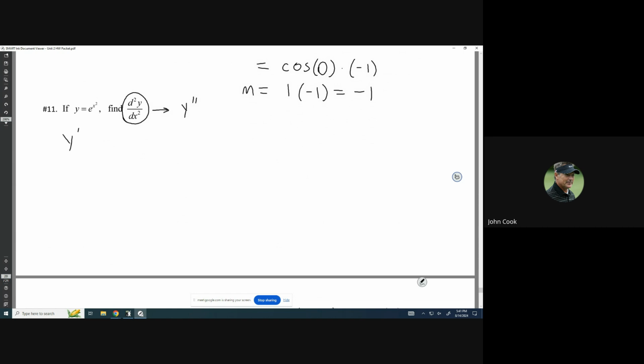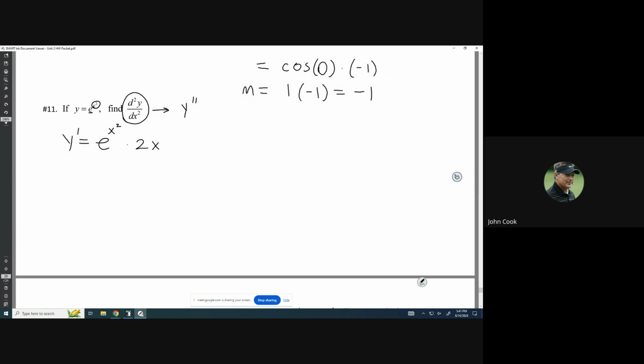So y prime. Well, it looks like we've got a chain rule problem because we've got a function on the outside, the exponential function, and then a function on the inside, x squared. So we just do the derivative of the outside part first. What's the derivative of e to the something? It's just e to the something, right? So it's just going to be e to the whatever. But then we need to multiply, this is the chain rule part, by the derivative of the inside function. And the inside function is x squared. The derivative of x squared is 2x. Okay, there's our first derivative.